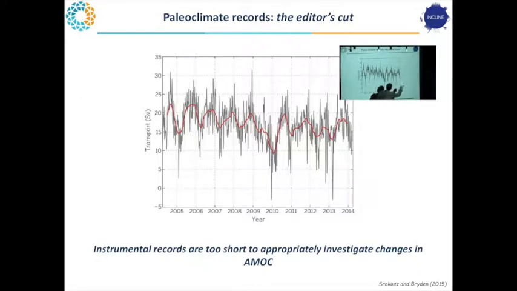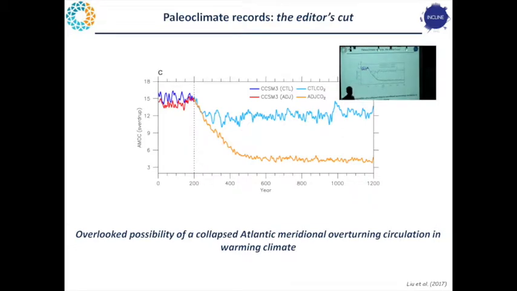Is this a cycle? So we can look back to the past to see what may have happened in the past and what were the impacts of major decreases in strength. And we will do that. But before we do that, I show you this paper published in Science Advances this year.